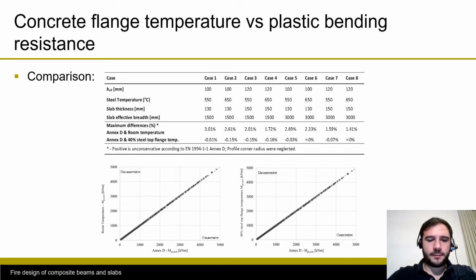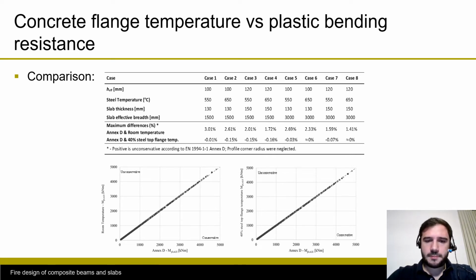On the left, we have the comparison between the detailed approach and room temperature. The differences are small between the two approaches. The maximum difference is roughly 3%, although unconservative. On the right, we have the comparison between the detailed approach and the 40% rule. These two approaches really match each other. The differences are very small and conservative, less than 1%.